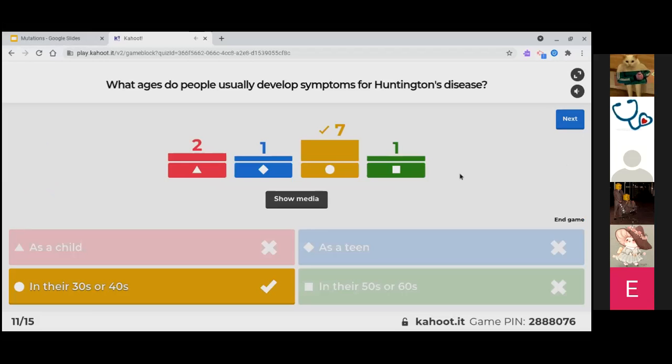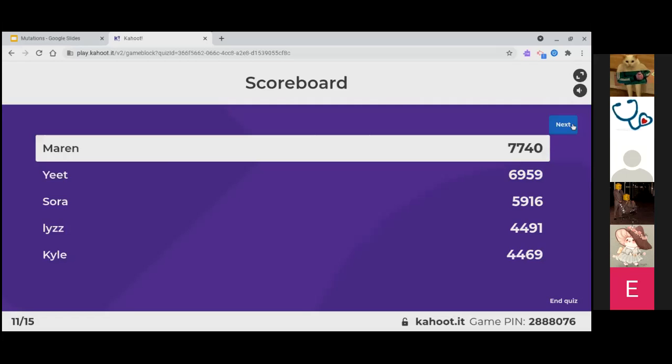Okay, yeah, so the correct answer is in their 30s or 40s, and I think most people got this one right. Thank you, Sarah, for putting that in the chat. The HBB option, which a lot of people chose, is the gene that mutates. It's also known as beta globin, and this mutation causes the production of hemoglobin S. So they're somewhat related. Okay, and then we have Greenfish in 5th place, so that's really good.